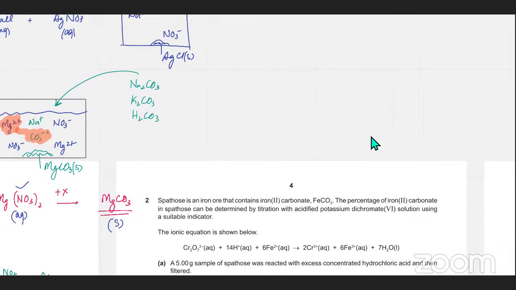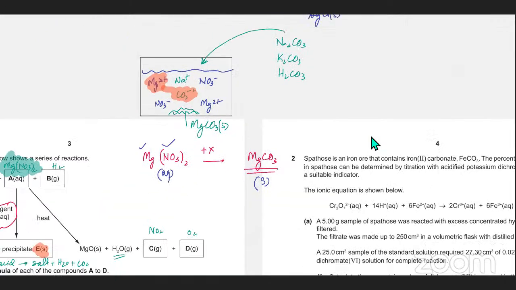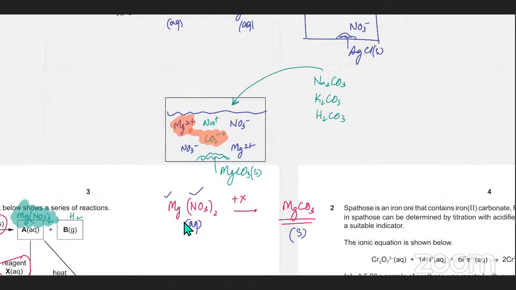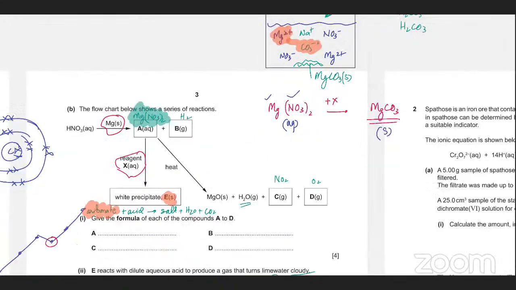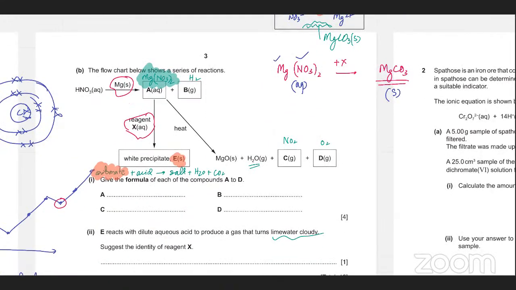The thing with this is it doesn't always happen. And so this is what was expected of us: that magnesium nitrate we wanted to be changed into magnesium carbonate solid. Magnesium nitrate was soluble, so the ions dissociated. I added a carbonate ion, as long as it's soluble, into the mixture, and the carbonate and magnesium ions got together to form MgCO3, which is a solid. Okay. Is this clear? Yes or no? Yes, sir. Yes.